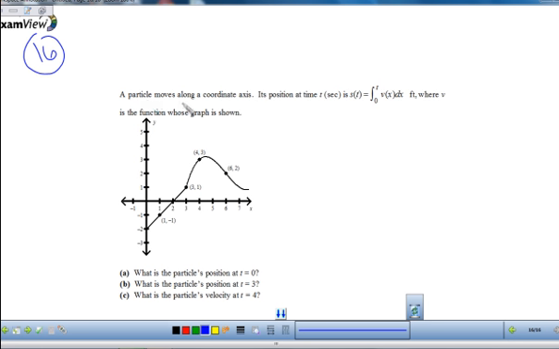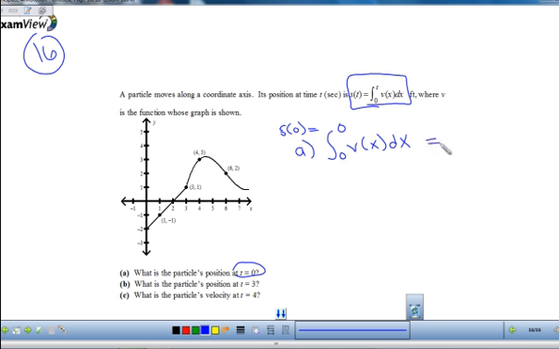16, a particle moves along the coordinate axis. Its position is given by, okay, so there's my position. That's my antiderivative, where v is the velocity shown below. What is the particle position at t equals 0? Well, remember that this means area under the curve. So if it started at 0 and I end at 0, I didn't go anywhere. So it would be 0.